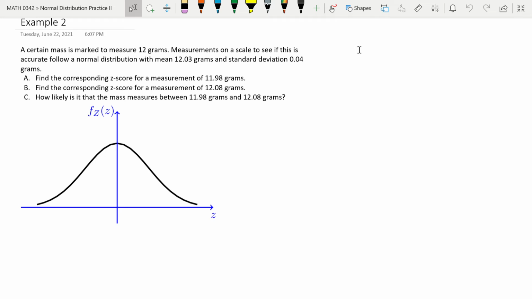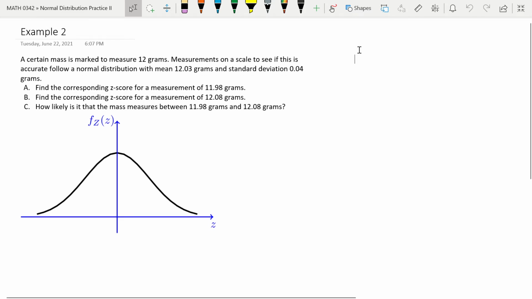And so here, this question asks about a mass that is marked to have a mass of 12 grams. So the mass has 12 grams stamped on it. And then we want to measure it to see if that measurement is accurate. And the measurements that we record follow a normal distribution with mean 12.03 grams and standard deviation 0.04 grams.